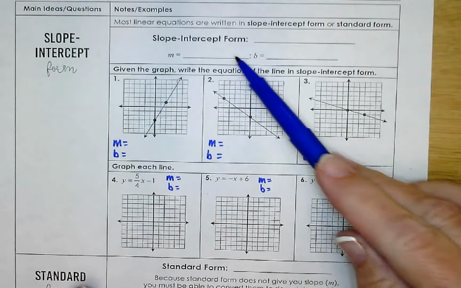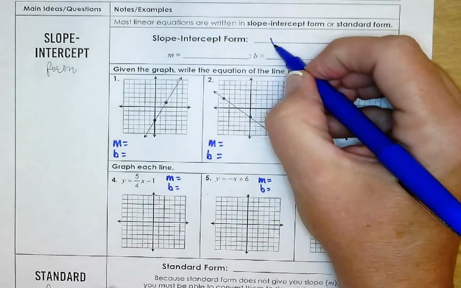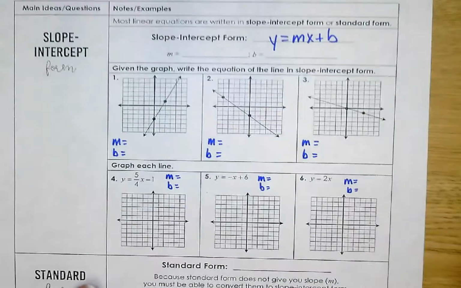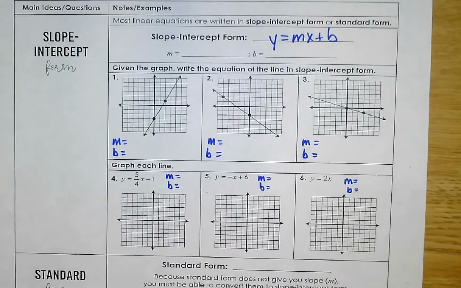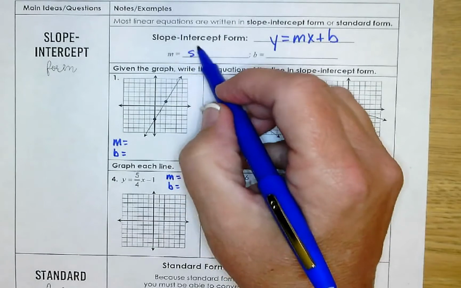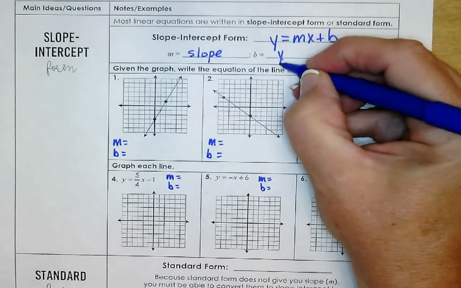So the first form we're going to use is slope-intercept form, which is y equals mx plus b. That should be very clear in your head from algebra. The m is the slope, and the b is the y-intercept.